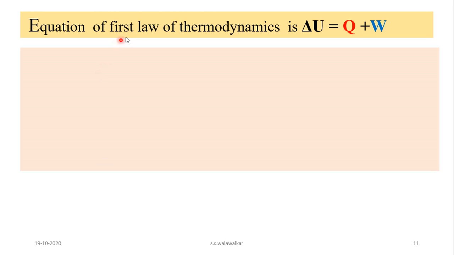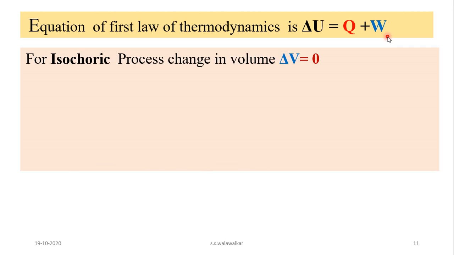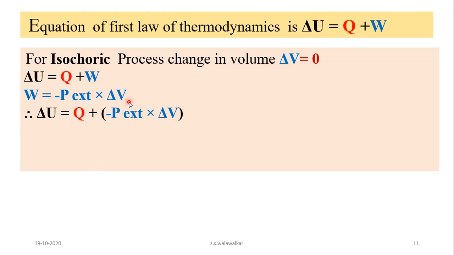And therefore, the equation of first law of thermodynamics is delta U is equal to Q plus W. Here, for isochoric process, delta V is equal to 0. So if you substitute this value in the above equation, delta U is equal to Q plus W, we will get Q plus W. Now here you know that W, the work done, is equal to minus P external into delta V. But delta V is equal to 0.